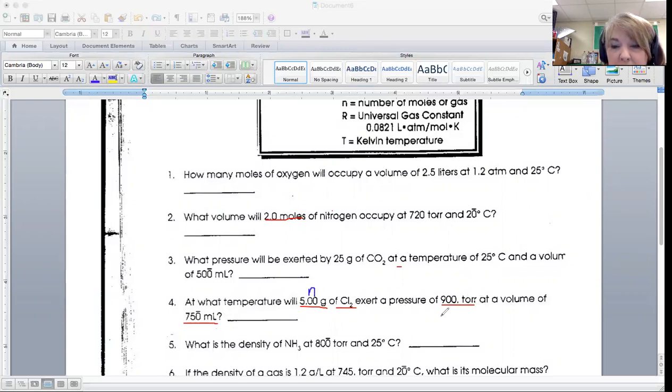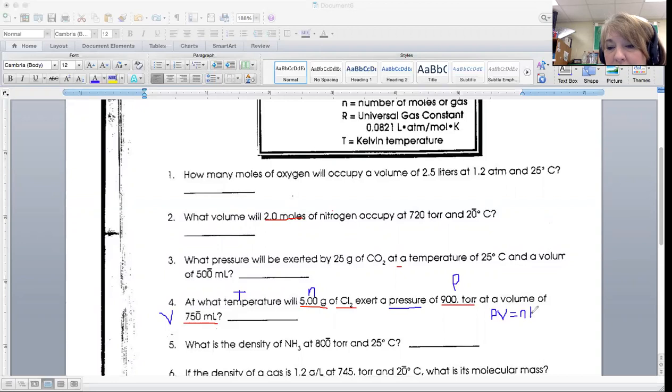I'm going to put a little n above that. 900 torr, it tells me that that's pressure. So this is my P. Okay, and my volume right here is here. And then I'm looking for the unknown. My unknown variable is T. It says at what temperature. So when I set up my problem, I would always write PV equals nRT, and then you can plug in your information underneath it and you know you have things set in the right spot.